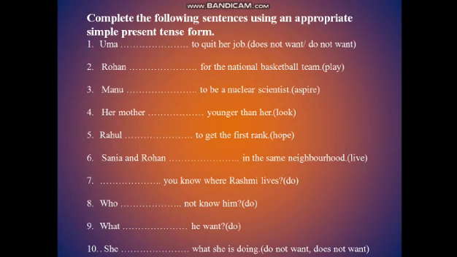Now complete the following sentences using an appropriate simple present tense form. These are 10 sentences and the verb is given in the bracket. For filling those verbs in the bracket, you have to make very sure about the subject you have and of which kind, and how you will fill the verb over there. You have to be very particular about whether the subject is singular or plural. So go through these 10 sentences, students, and do it in your notebook.